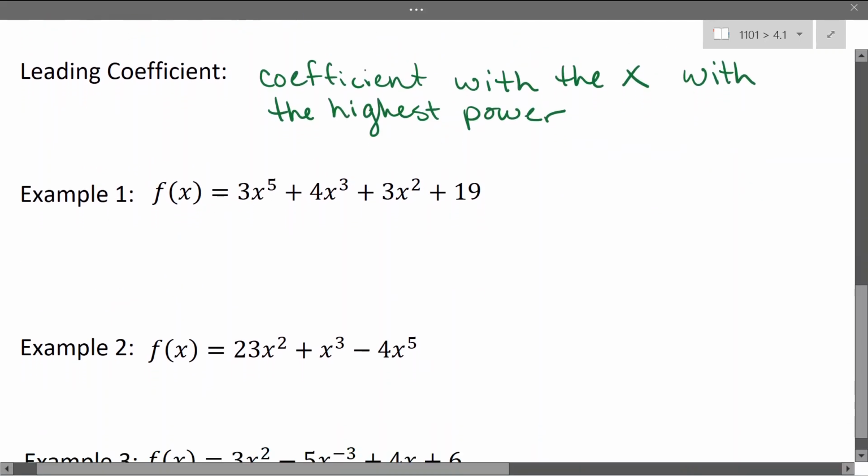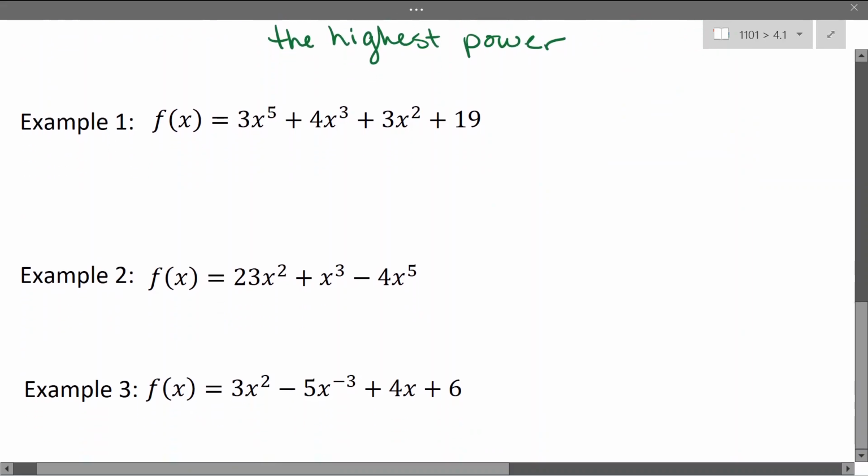So let's look at a couple of examples. In this first example, we have f of x equals 3x to the fifth plus 4x cubed plus 3x squared plus 19. So first, let's find the degree. The degree is our highest power. So if we look at our powers, we have 5, 3, and 2. So 5 is going to be our highest power, so our degree is 5.